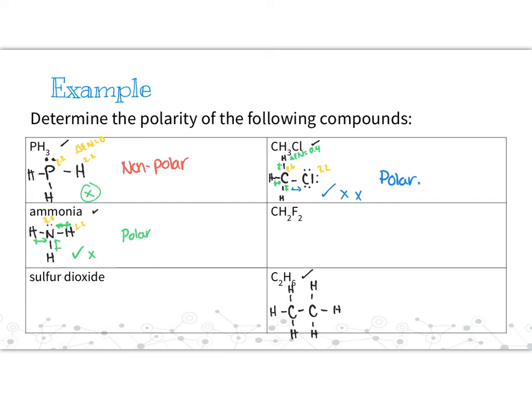C2H6. If we look here, hydrogens are an electronegativity of 2.2 and carbon is 2.6. Now these are very slightly polar bonds, so we'll just draw those in. All right. Now this one's tricky. We kind of have to use our VSEPR in this case because there are two central atoms.